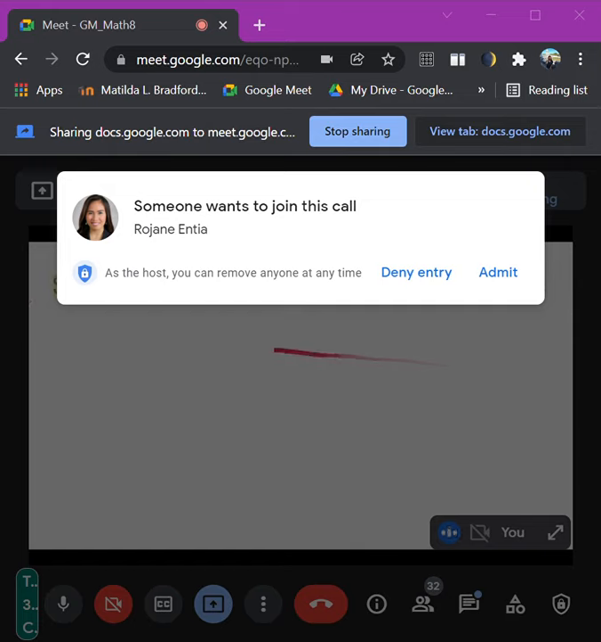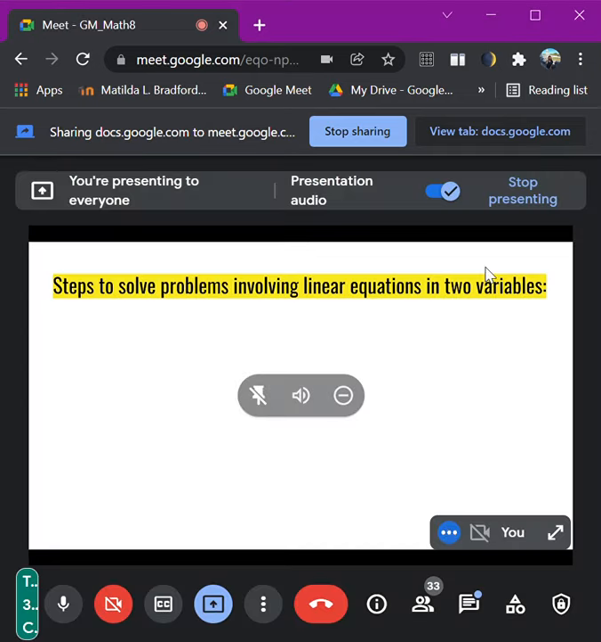Now, we have here, class, our steps to solve problems involving linear equations in two variables.